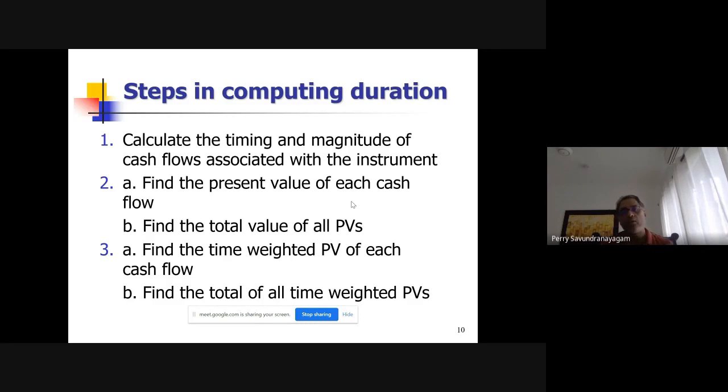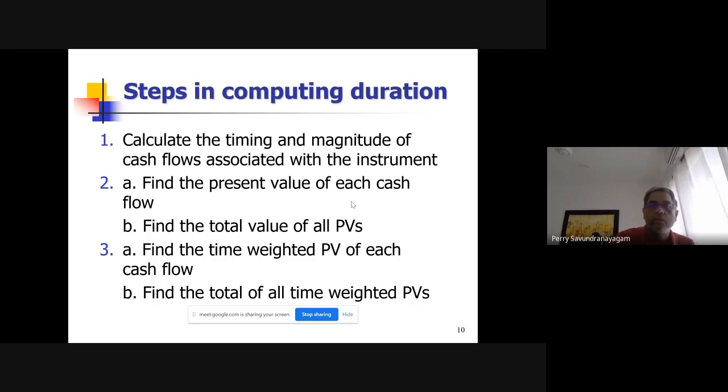So basically, how do you calculate it? We've discussed it already. Calculate the timing and magnitude of cash flows associated with the instrument. So how often are you going to get and how much are you going to get back from the instrument? Find the present value of each cash flow. So you take the interest rate and you PV it like you do for any present value, for each one and then for the total amount.